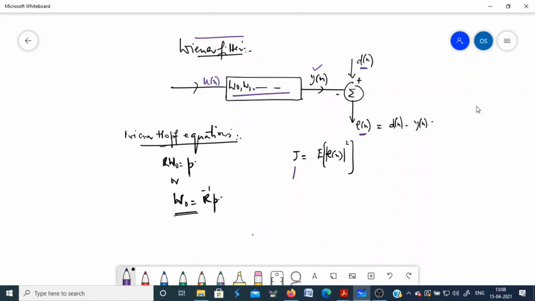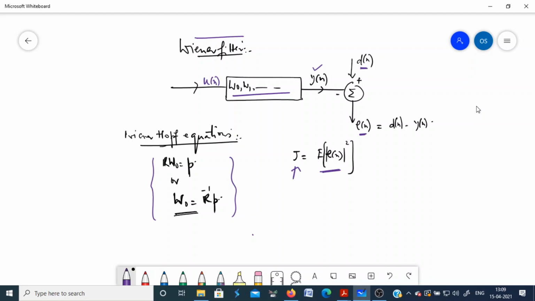So we have defined a cost function for that, which is the mean square value of En, and then we have minimized this mean square error. We have got the principle of orthogonality. And then later on we have derived a set of equations called the Wiener-Hopf equations, which give the solution for this minimum mean square error.